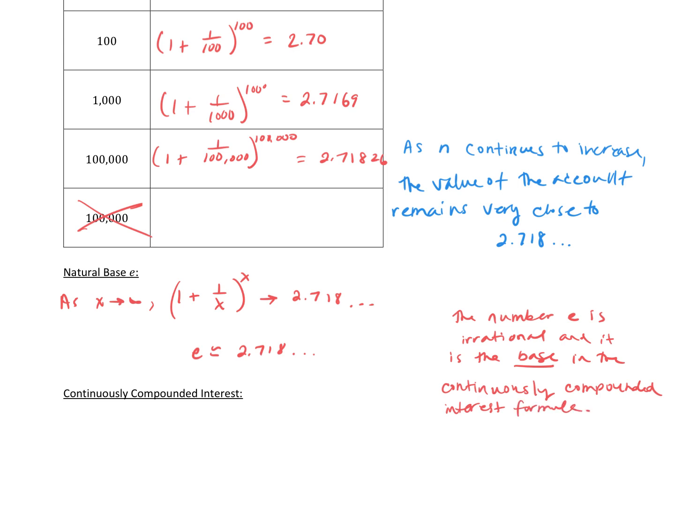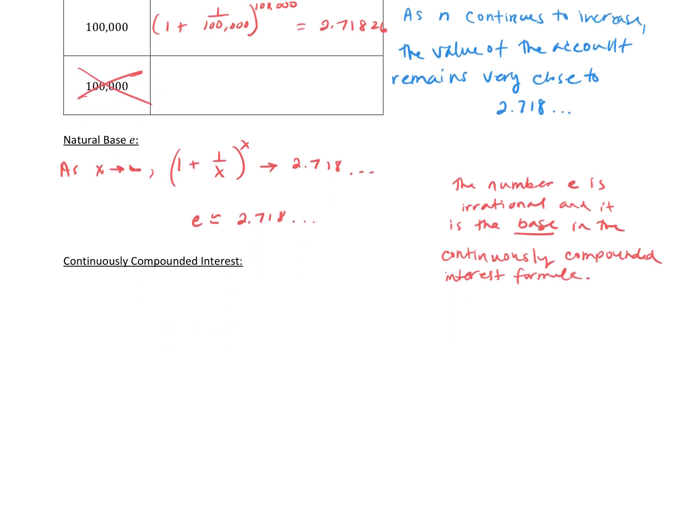Well, what is that formula that you speak of, right? If we are going to continuously compound our interest, which means we're just going to calculate it all the time, there's a formula: A equals P times E raised to the RT power. So when we say that the number E is irrational and it's the base in this formula, here it is, a base with the exponent RT. Why don't we write out what all those stand for.